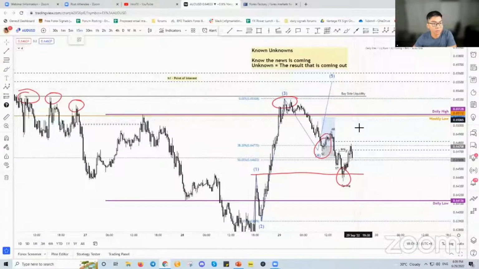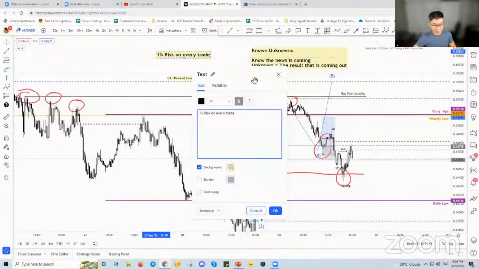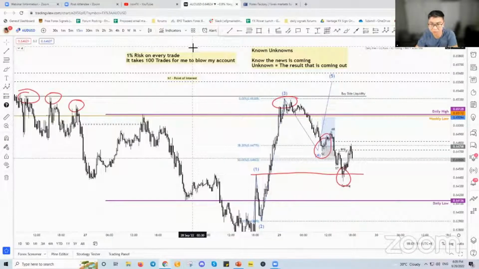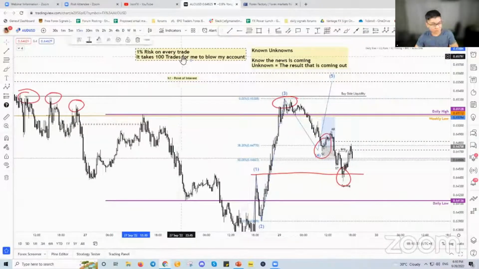I only risk 1% on every trade. 1% risk on every trade. So why do I do that? Instead of risking 3% per trade, risking 1% per trade means that it takes 100 trades for me to blow my accounts. So if I'm really that lousy and I lose 100 trades, only risking 1%, then I need to evaluate whether trading is for me. If I take 100 trades, risking 1% and my account still gets blown, well, I guess I need to do more studying. So it's okay.